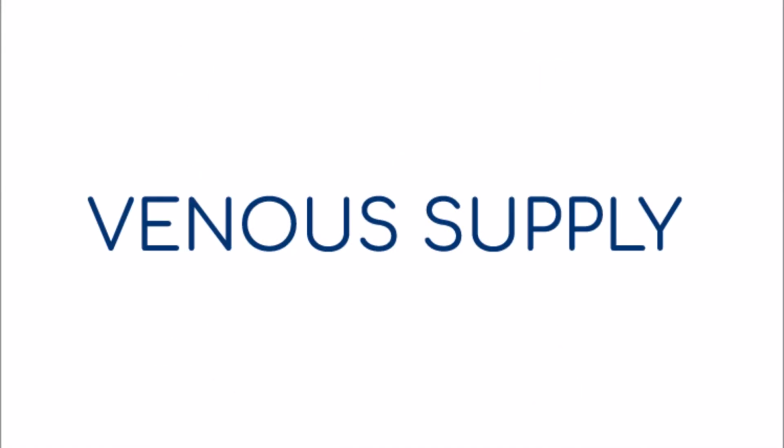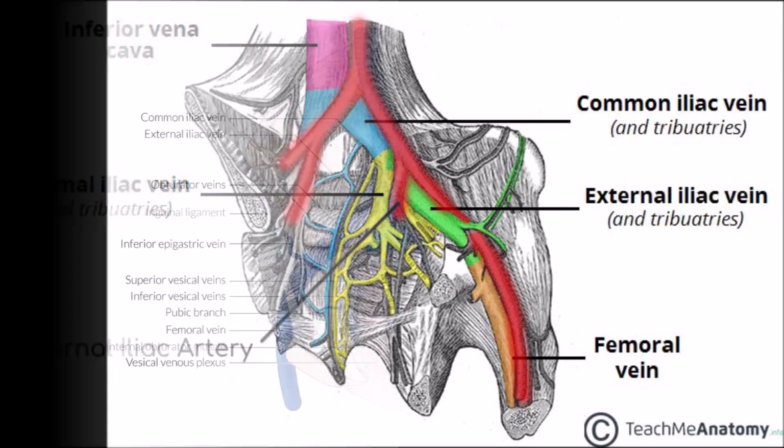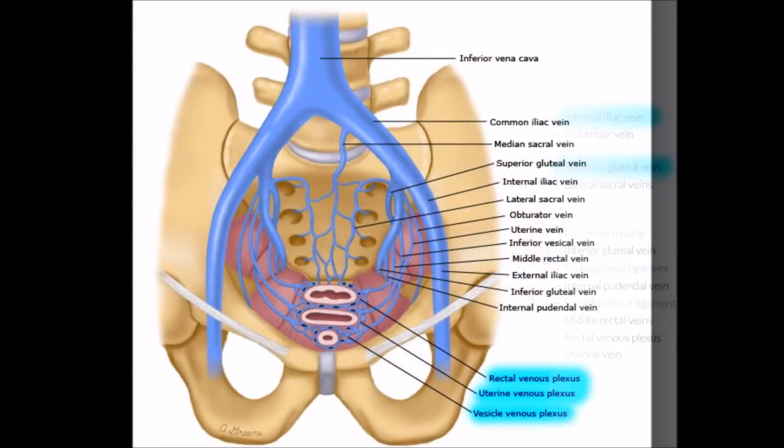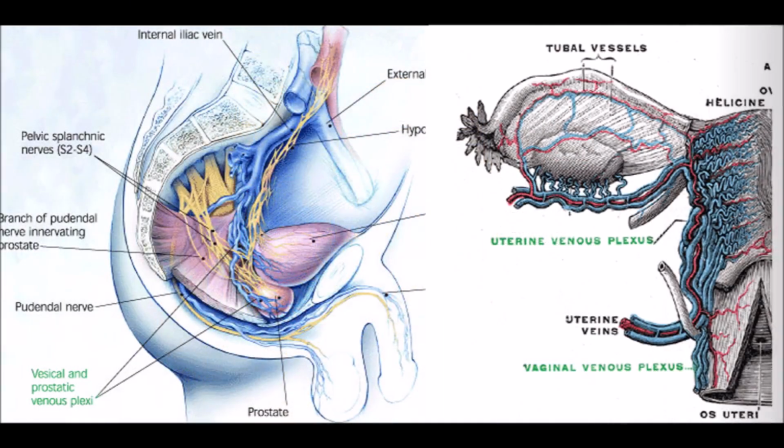Now, let's talk about the venous supply. The internal iliac vein is formed by receiving tributaries above the greater sciatic notch and passes upwards posteriorly and medially to the internal iliac artery. It's joined by veins corresponding to the arteries of the pelvic region, such as the gluteal veins. It also receives tributaries from the rectal, vesical, uterine, prostatic, and vaginal venous plexuses.